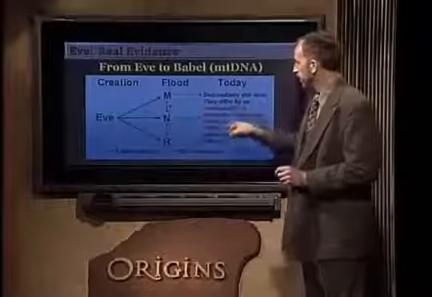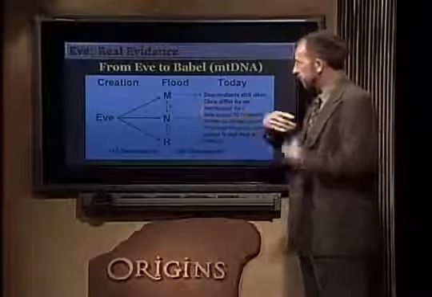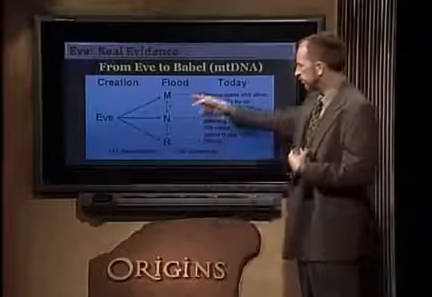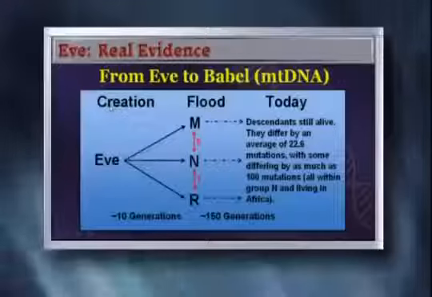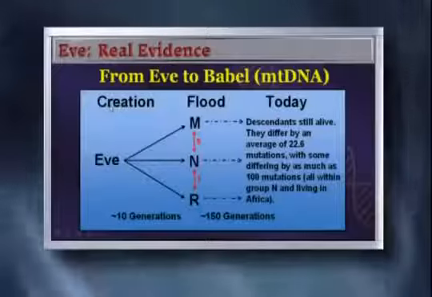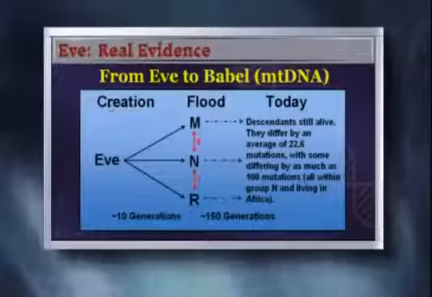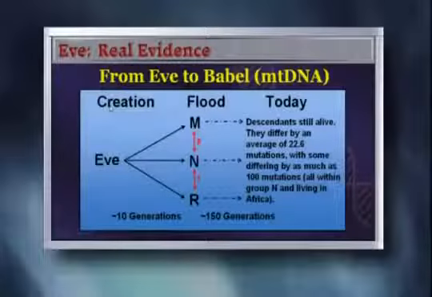But also, when we look at these groups today, if you and I belong to M, we would probably be about 22 mutations different. So in these 150 generations, we've picked up an additional 22 mutations, and between 1 and 8 from Eve to here in those 10 generations. This fits very nicely within known mutation rates. It's high, but it's not extraordinary.